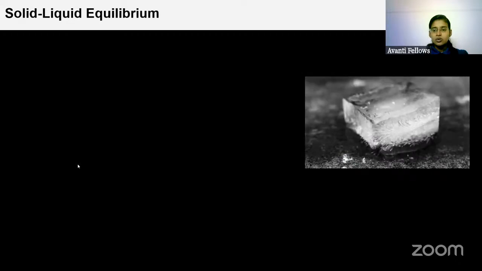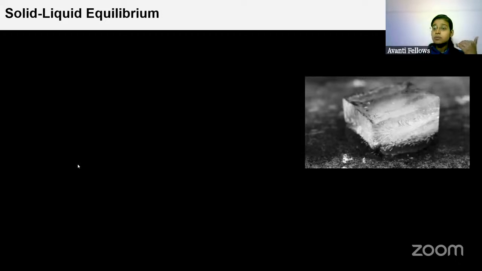Now you are able to see a GIF, right? A picture on the screen. So what is it? Can you tell me what this solid block that you are seeing in the picture is? Very good. It is an ice cube, right? So what is the state of the ice cube? Solid. And what is happening here? The solid is melting. Yes, the ice is melting.